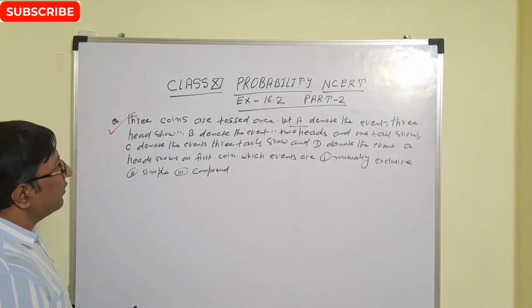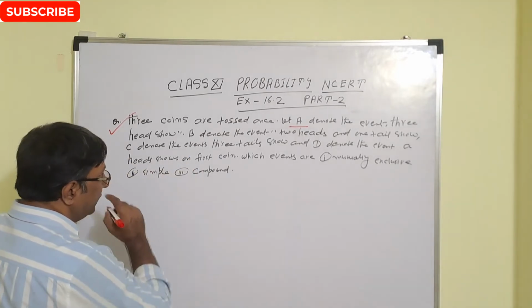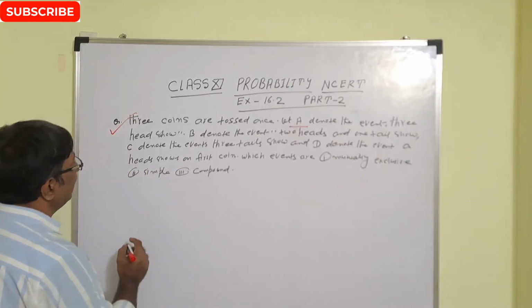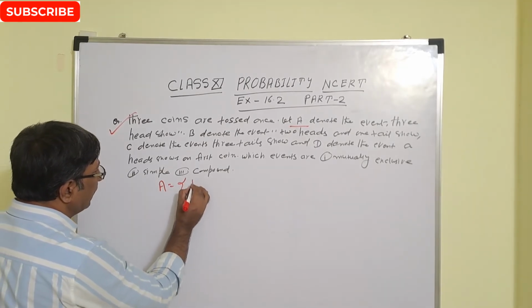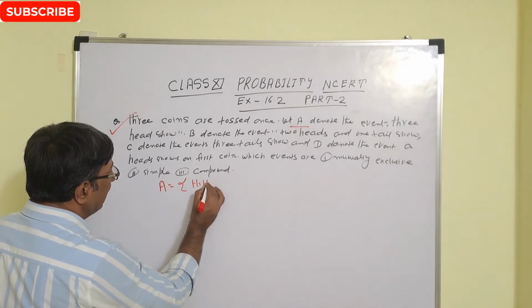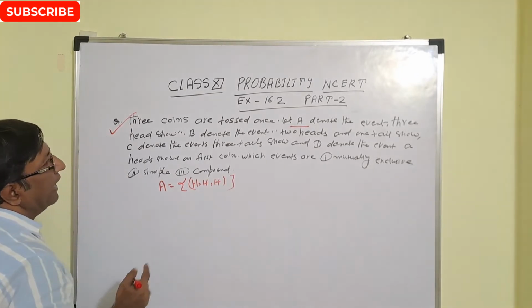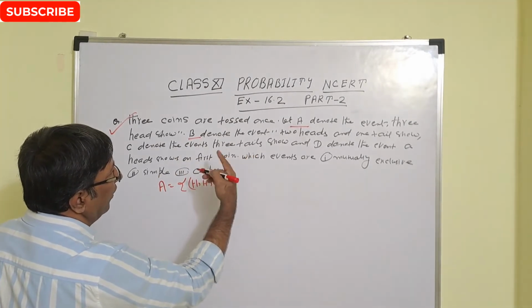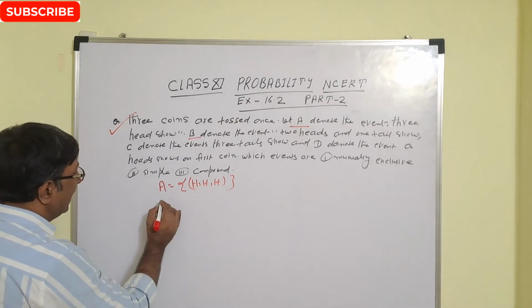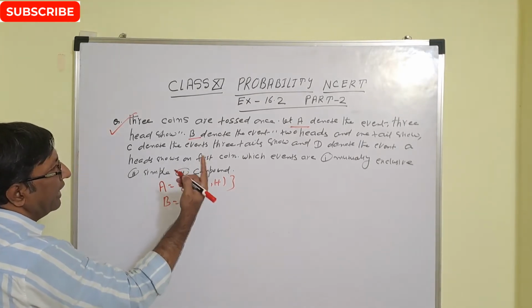So for this type of question, first you see 3 coins are tossed. So A denote the event 3 heads. So A event equal to what? 3 heads. So this is H, H, H. Right? And B denote the event 2 heads and 1 tail. So 2 head and 1 tail.